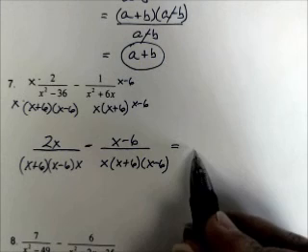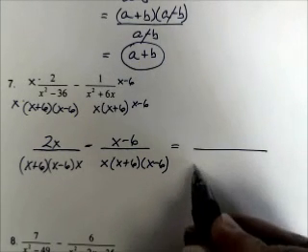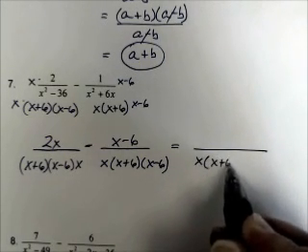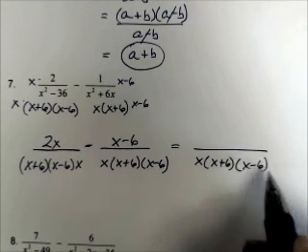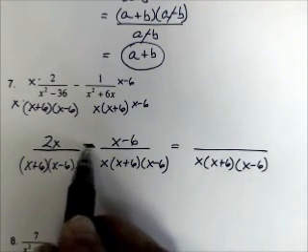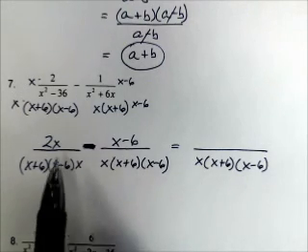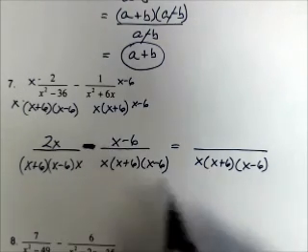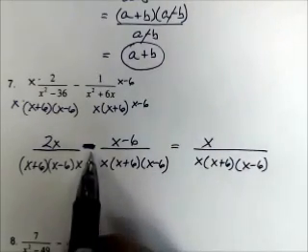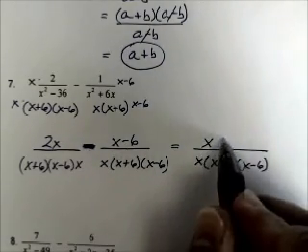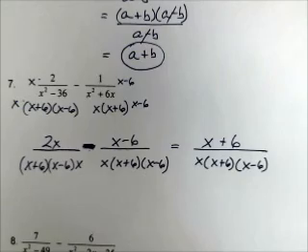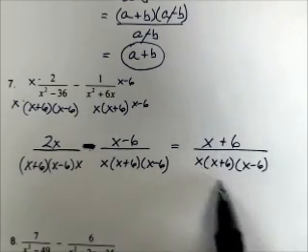Same denominator. Let's bring that over, copy it. X times x plus 6 times x minus 6. And again, now combining like terms, watch out for this subtraction, right? You're doing 2x minus x, which is 1x. And minus a negative 6 is plus 6. So we have our single rational expression.